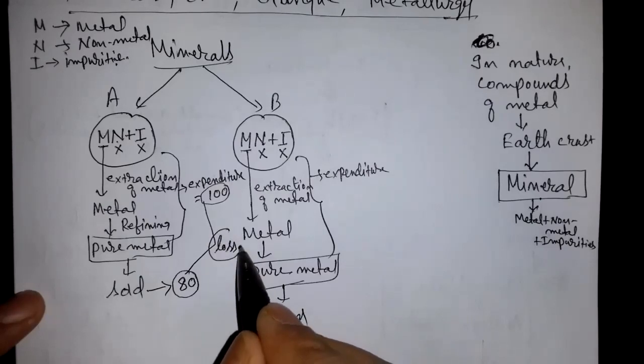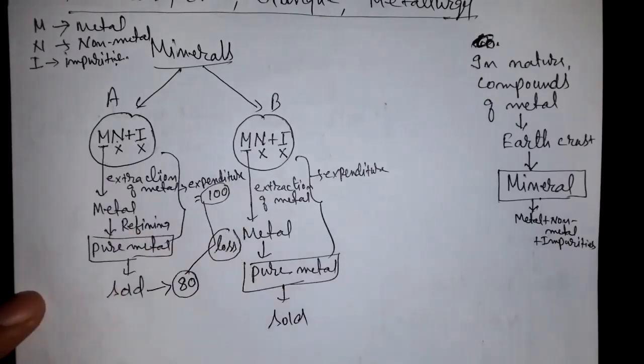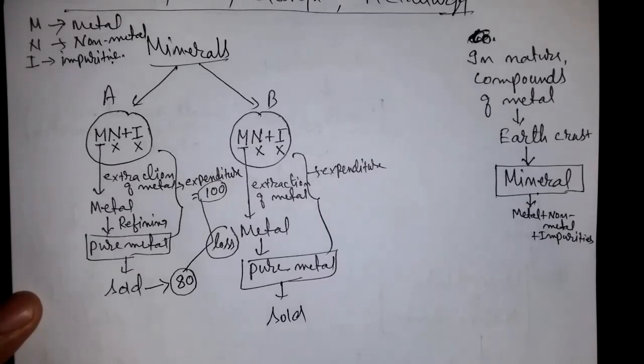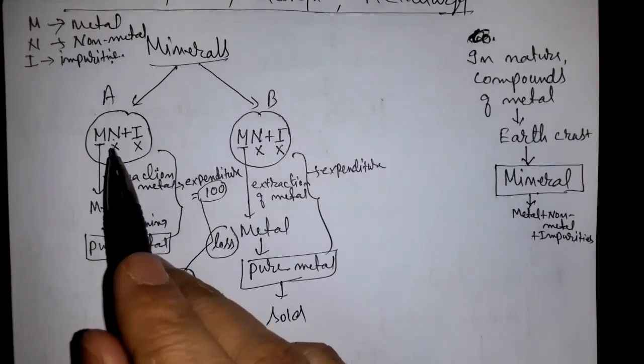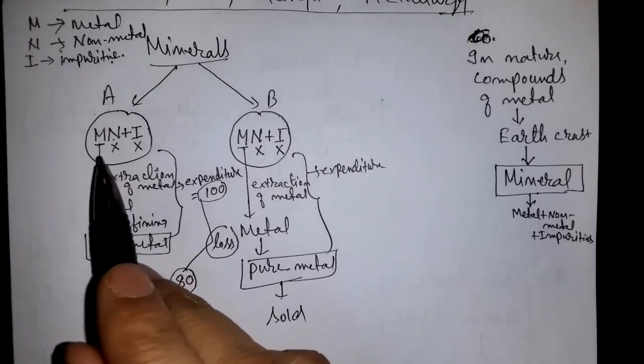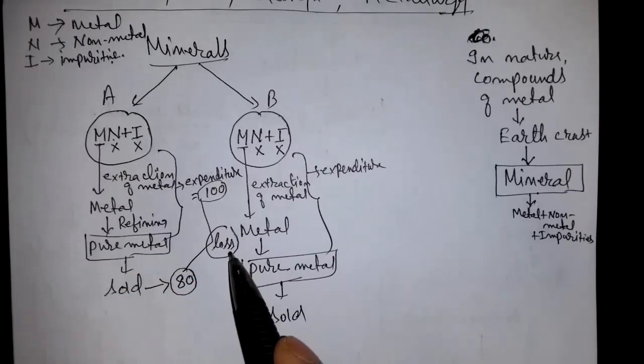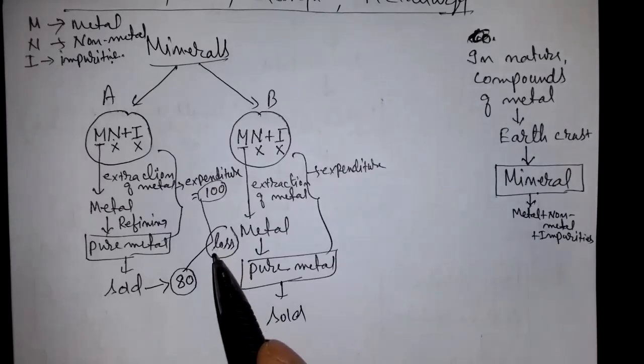So whenever there is a loss, this kind of mineral will not be used for getting metal, will not be doing extraction, will not be taken out from the earth crust, will be left in the earth crust for further change to take place, so that in future it becomes profitable. If it is not profitable, we will not do the mining, will not take out that kind of mineral.